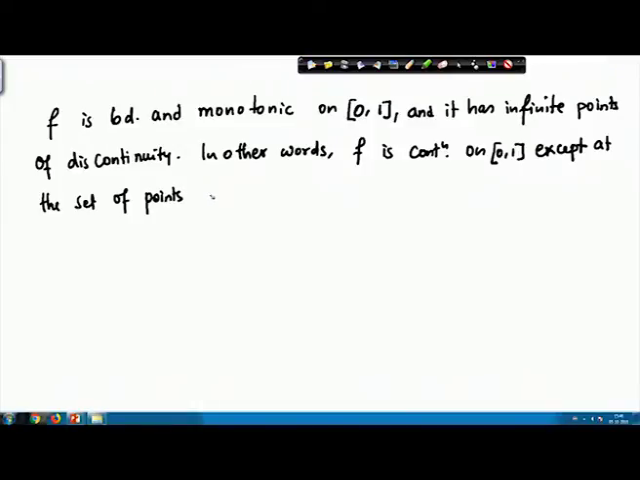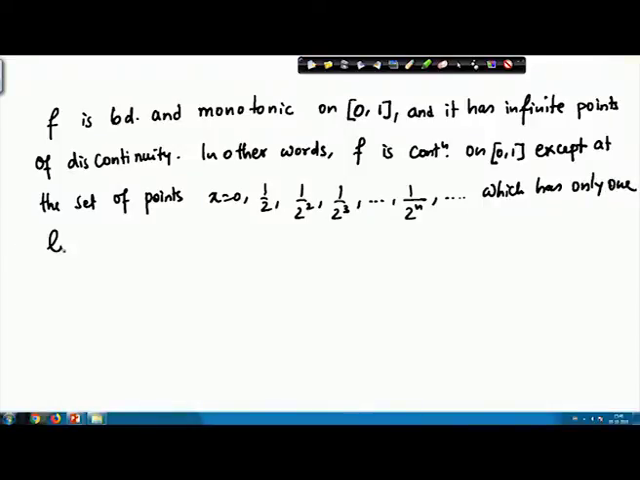What are those set of points? x equals 0, x equals half, x equals 1 by 2 squared, x equals 1 by 2 cubed, up to x equals 1 by 2 to the power n, and so on, which has only one limit point. So this sequence 0, half, 1 by 2 squared, and so on, up to 1 by 2 to the power n and so on, has one limiting point which is 0.